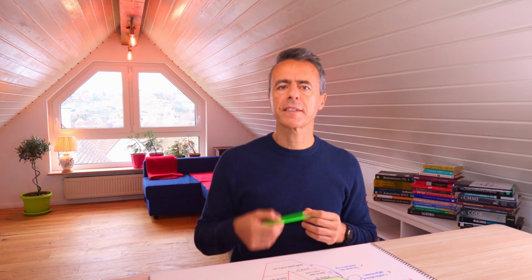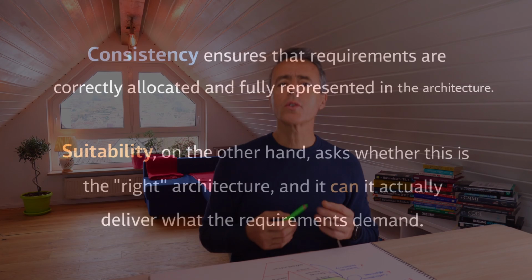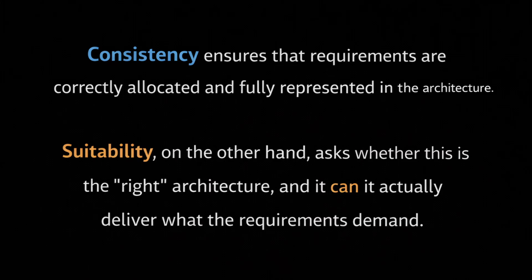If you are an Automotive SPICE expert, you'll recognize that there are commonalities between suitability and consistency. Consistency ensures that requirements are correctly allocated and fully represented in the architecture. Suitability, on the other hand, asks whether this is the right architecture. Can it actually deliver what requirements demand?